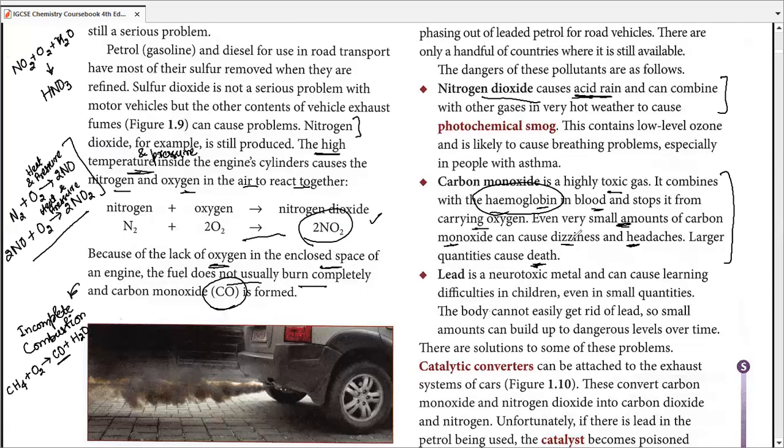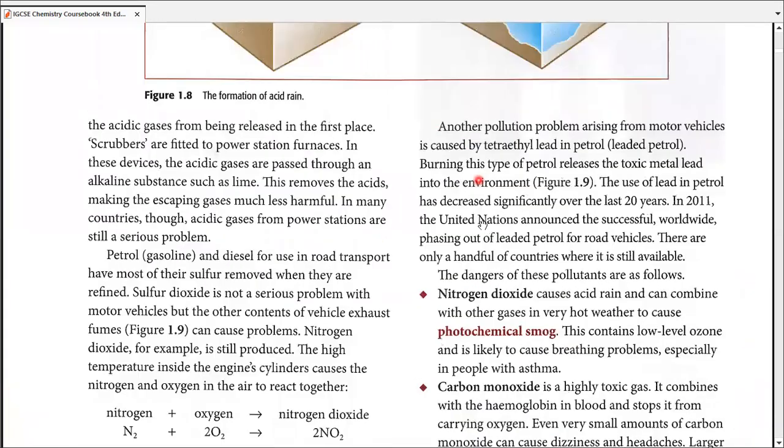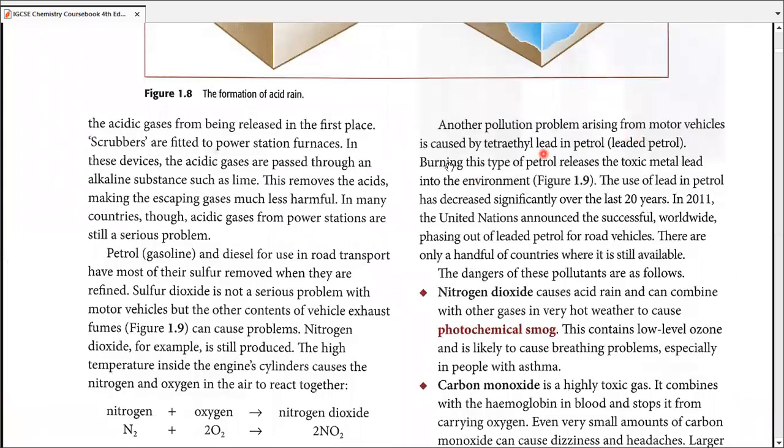Great. All right. This is not only the problem. Let's move on forward and see what more problems we can face from the exhaust fumes. Now, another pollution problem arises from motor vehicles, and it is caused by tetraethyl lead in petrol.